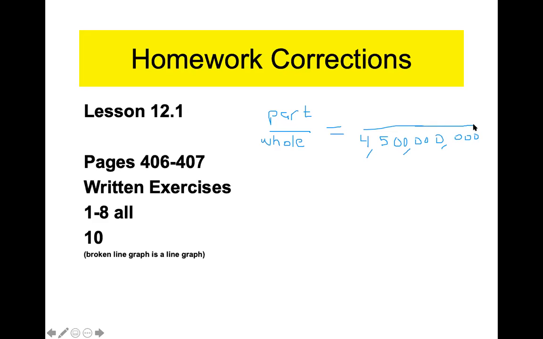So the part would be the question. It says, to the nearest percent, what percent of the world's 4.5 billion people live in the 7 nations shown on the graph? In other words, there's 7 nations. The part would be those 7 nations, so I'm simply going to add those up. Now notice it is a bar graph, so I'm just going to roughly do this in my head.